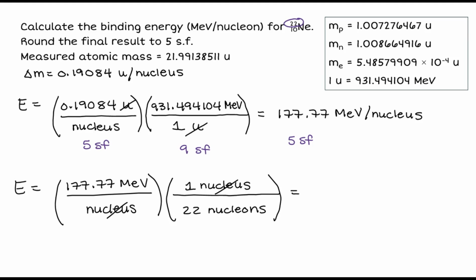And now we can take a look at our sig figs. We still have 5 sig figs in our binding energy. Nucleons are exact because it's a counted number. So our final result will be rounded to 5 sig figs because we ignore exact numbers. So our final calculation, 177.77 divided by 22, rounded to 5 sig figs, gives us 8.0805 units of MeV per nucleon.